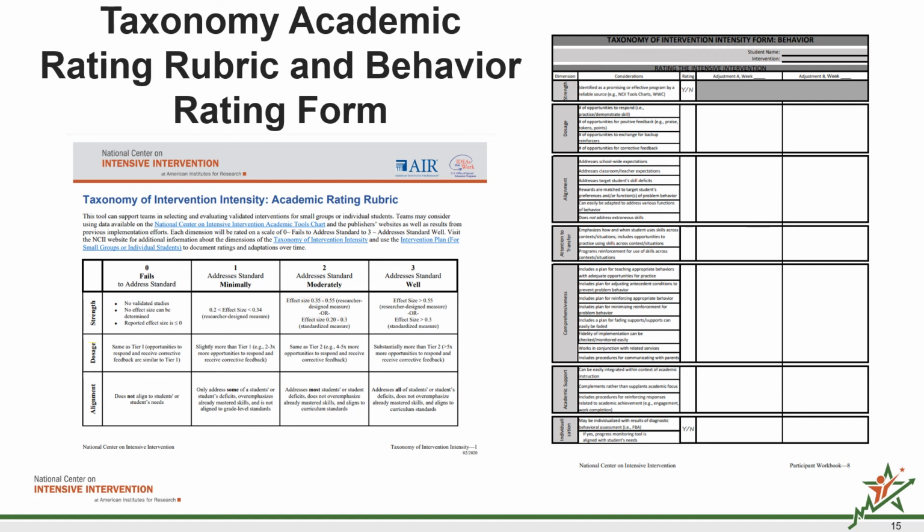There's no exact science for this rating scale, and some of the dimensions are easier to rate than others. The rubric and rating form can provide a guide for teams. Teams are also encouraged to consider using data available on the NCII Academic and Behavior Intervention Tools chart, What Works Clearinghouse, and other sources of information such as publishers' websites and previous implementation efforts to support their ratings.